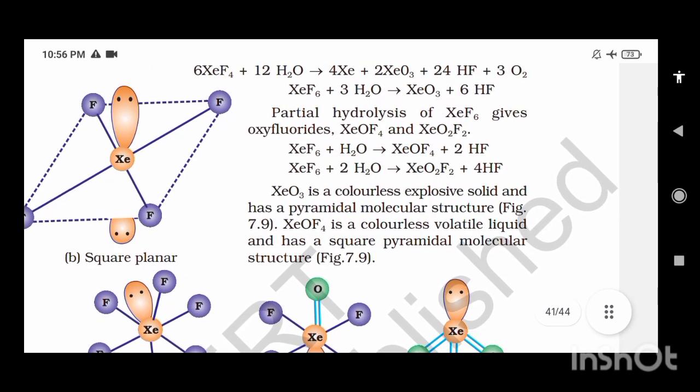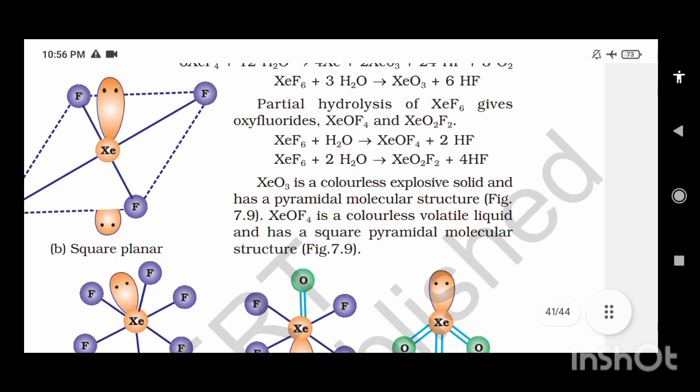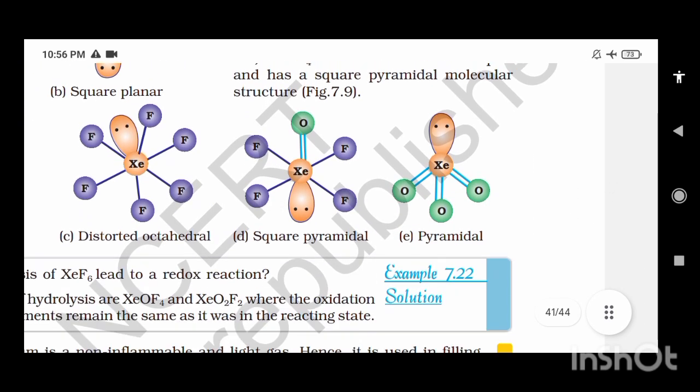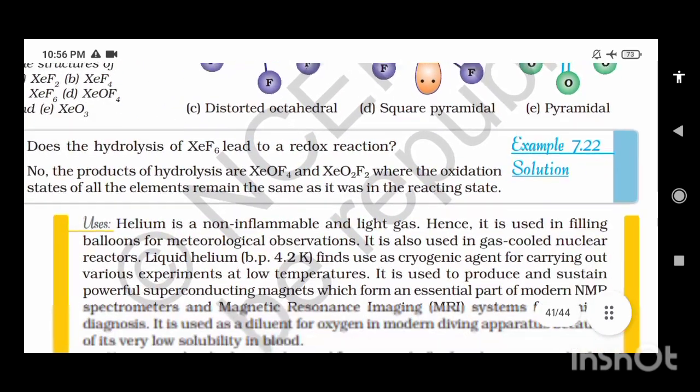Partial hydrolysis of XeF6 gives the oxyfluorides. XeO3 is a colorless explosive solid and has a pyramidal molecular structure. XeOF4 is a colorless volatile liquid and has a square pyramidal molecular structure.